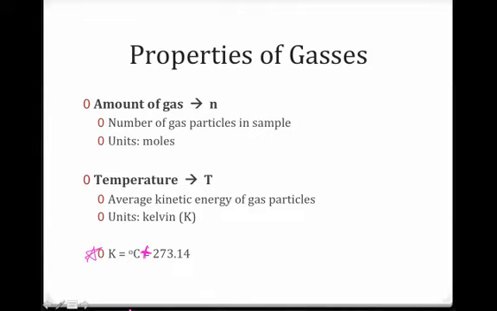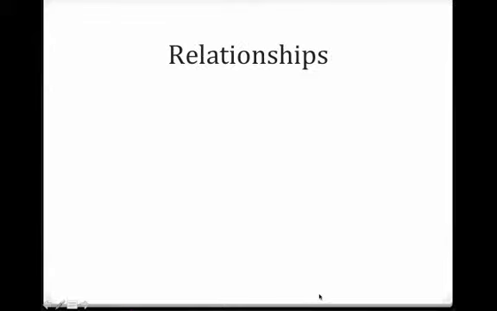So it takes the Celsius scale, shifts it over 273 degrees, and now we have a temperature in Kelvin. Now that we've identified the postulates of kinetic molecular theory, and the main characteristics of a gas that we can measure, we can start talking about how these properties are related to one another.